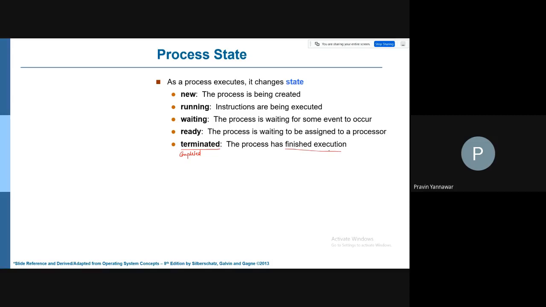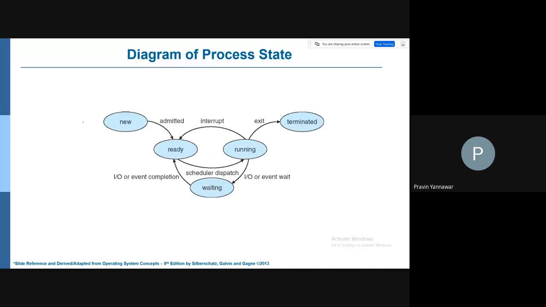If you look at it diagrammatically, this is where the process is being submitted. A new process is being submitted. Here it is a program, and when it is submitted, it becomes a process. New means process creation will happen here. Then this process is admitted into a ready state.